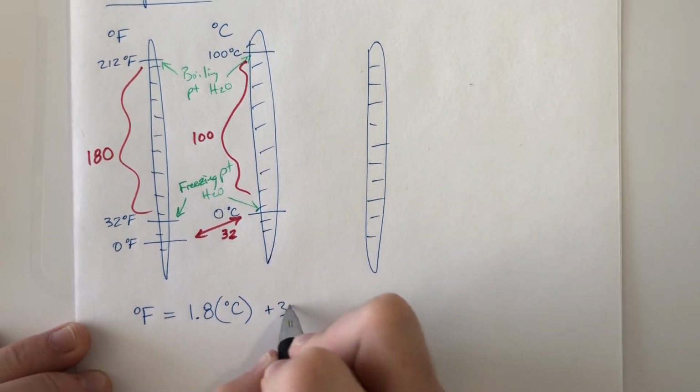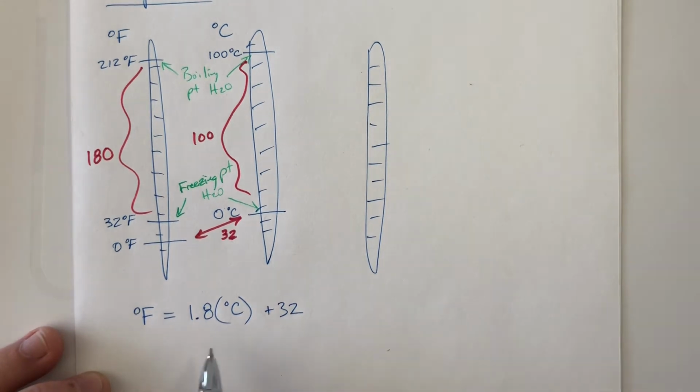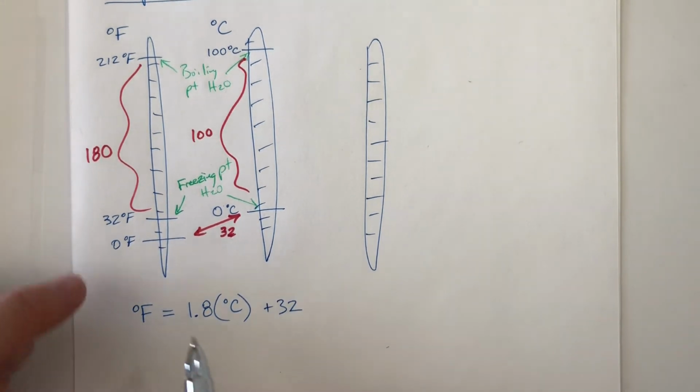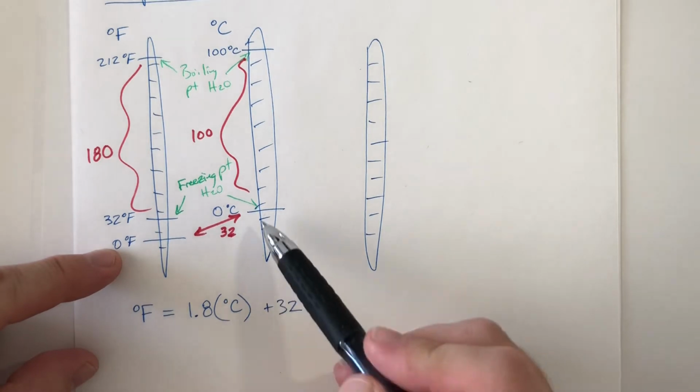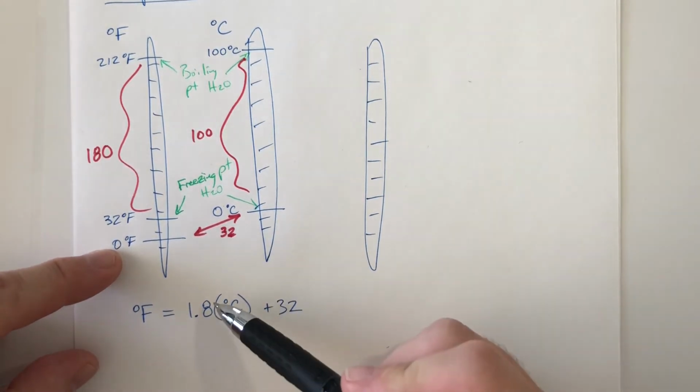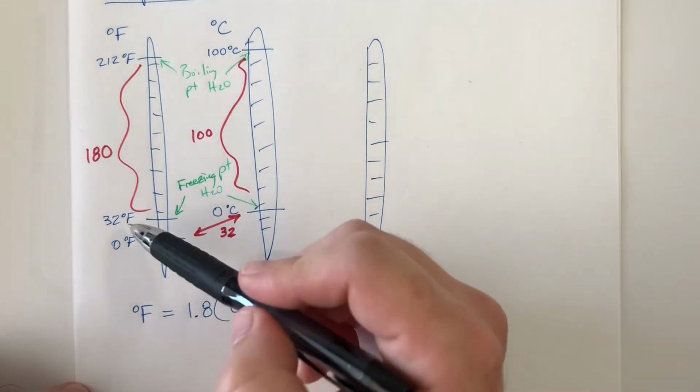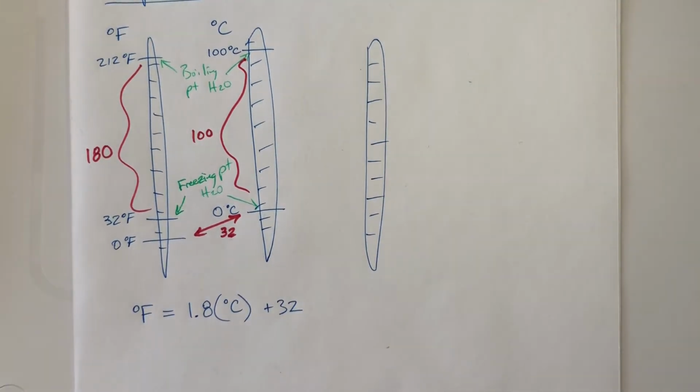Plus 32. So in terms of where the stupid equation came from, essentially Fahrenheit is off by 32, which is where this 32 comes from. And for every time this goes up 1, this goes up 1.8. That's where that 1.8 comes from.